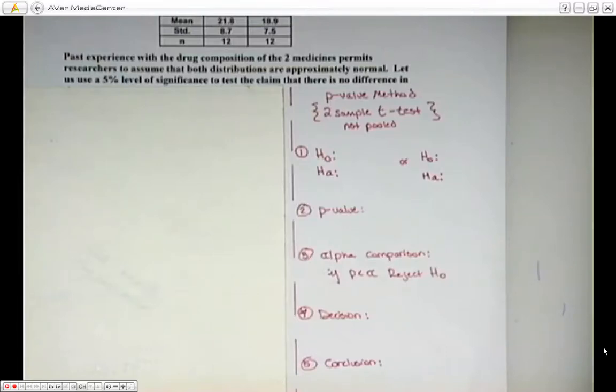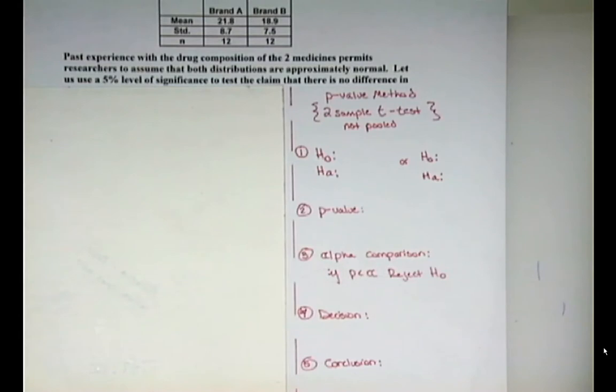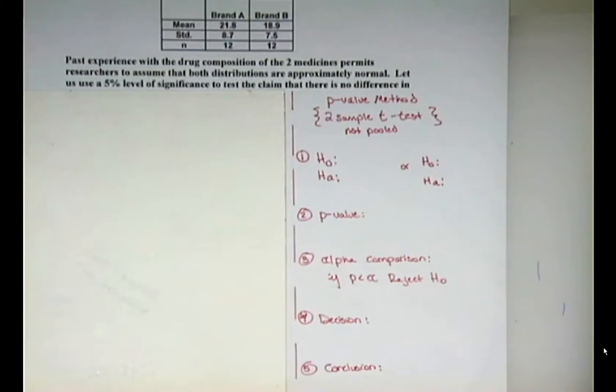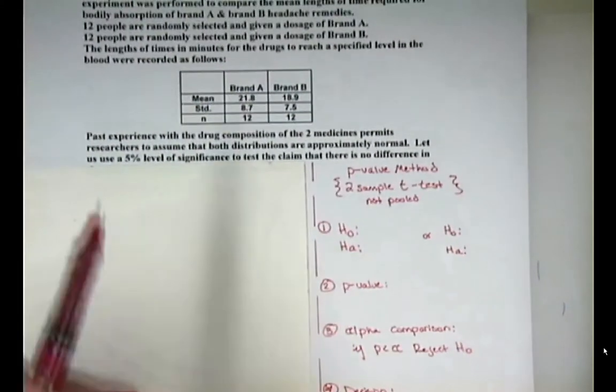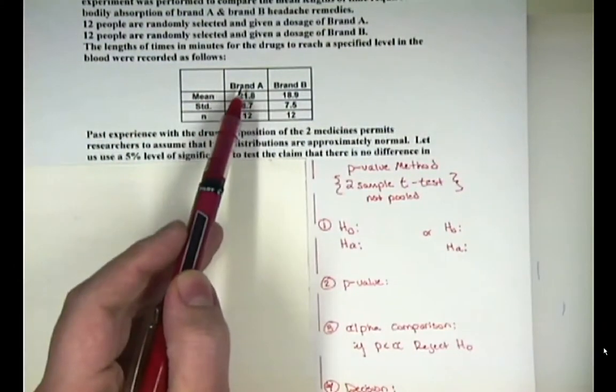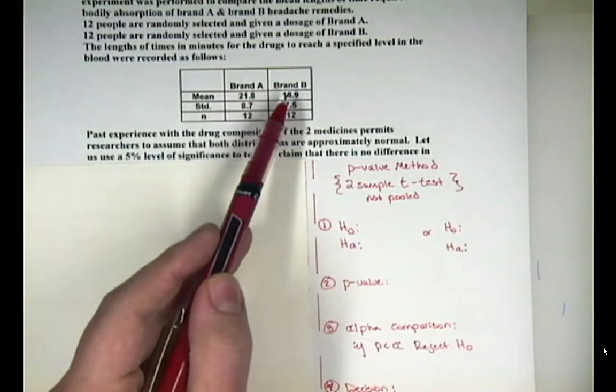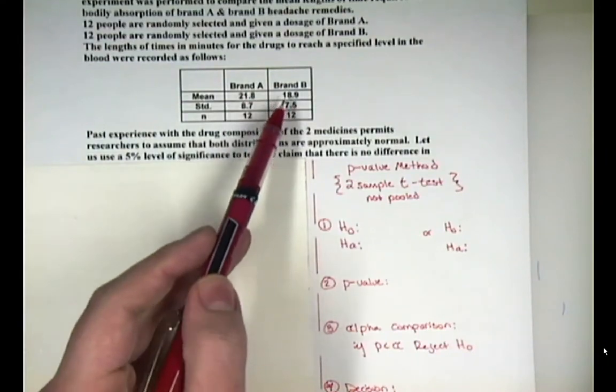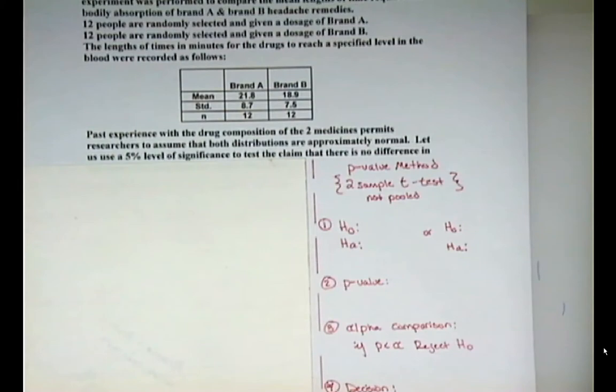Okay students, so this is page 105, example 9.3. I've already done this example using the critical value method, but now I'm going to do it using the p-value method, which if you're using a calculator, particularly a graphing calculator, then you'll be doing a two-sample t-test. Again, we're testing for the difference in population means of brand A headache medicine versus brand B headache medicine. And the variable is the time to bodily absorption.